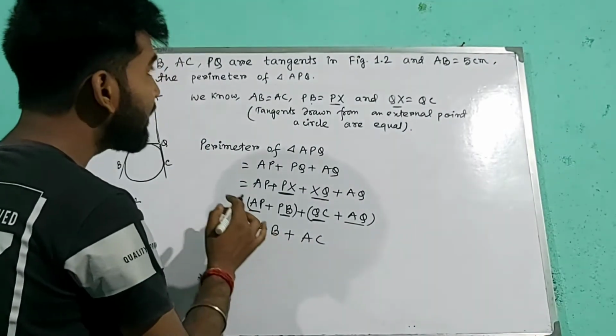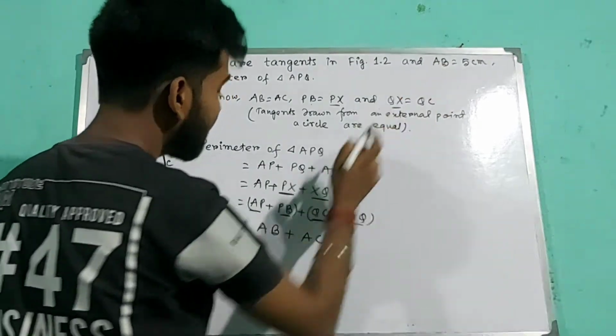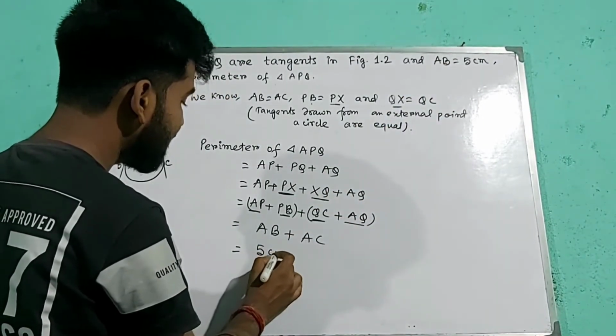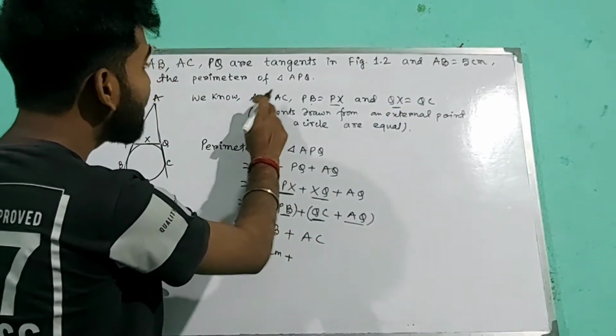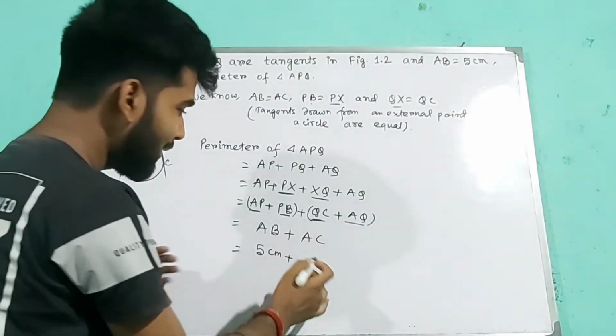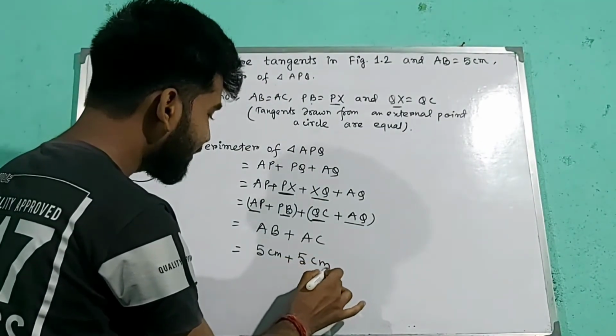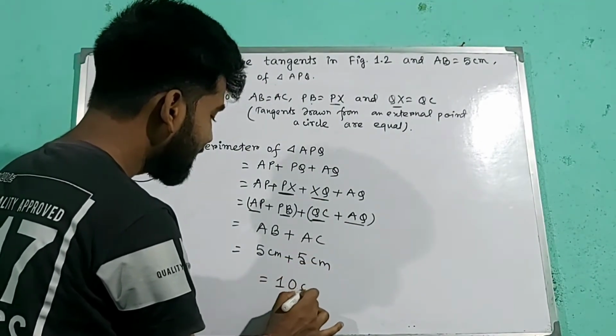Now what is the value of AB? I think we have got this one. You have got 5 centimeter. 5 centimeter. And AB equals AC. That means this will also be 5. This will also be 5. So we have got 10 centimeter as the answer.